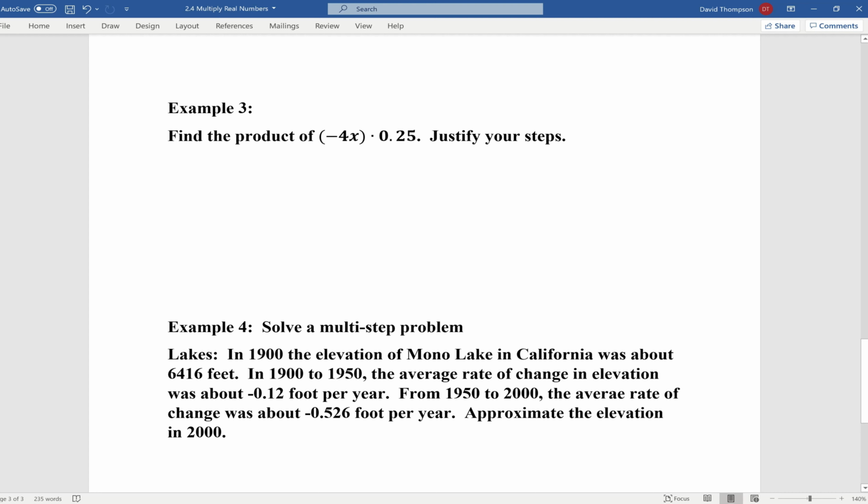Example 3. Find the product of negative 4x times 0.25. Justify your steps. So let's start. We have negative 4x times 0.25 equals 0.25 times negative 4x, and this is my commutative property.